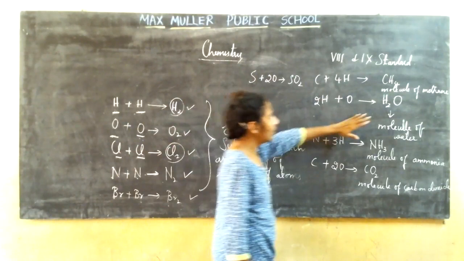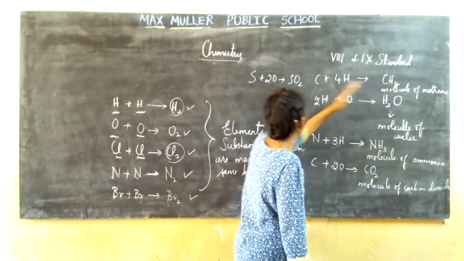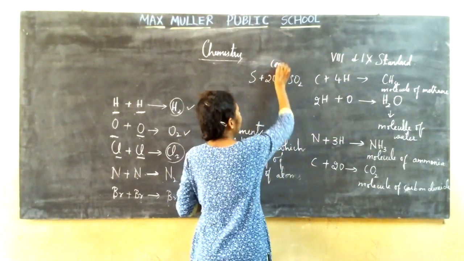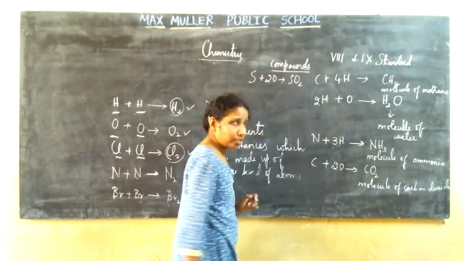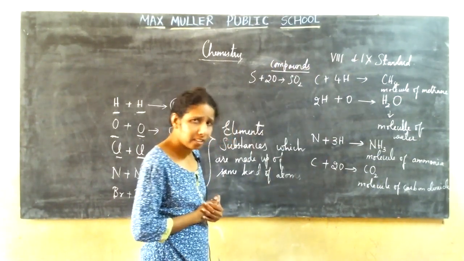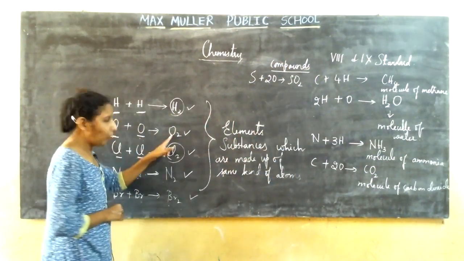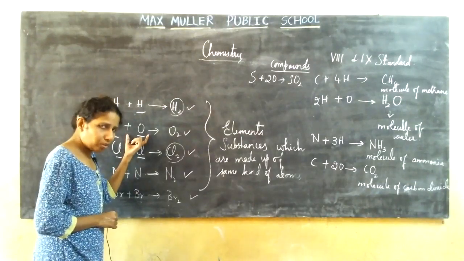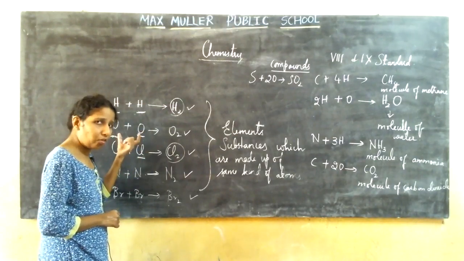Now, here water, ammonia, carbon dioxide, methane, sulfur dioxide. They all are examples of compounds. Can you tell me why? See here, if you take a molecule of oxygen, it is made up of 2 oxygen atoms. That is, they are made up of same kinds of atoms.